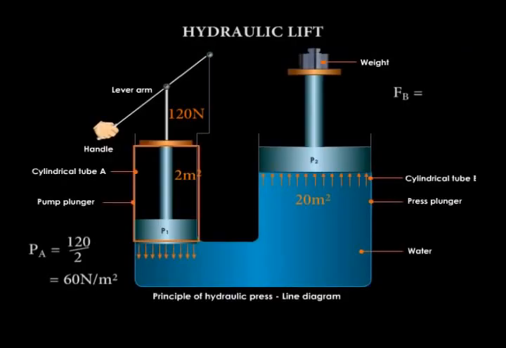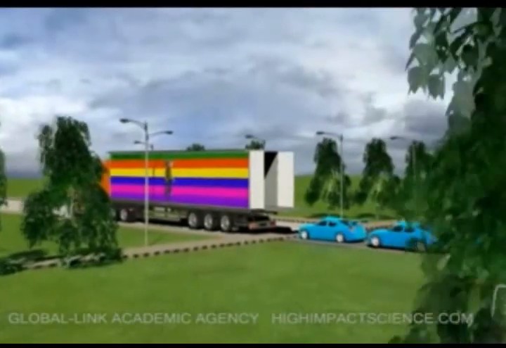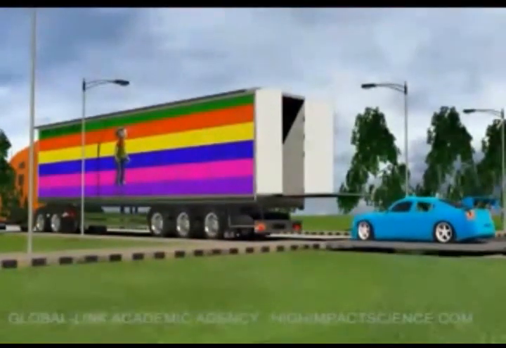How much force will it generate there? Force is given by pressure times area, 60 times 20. 20 is the area of the larger cylinder. It gives us a force of 1,200 newtons. So a force of 120 is multiplied 10 times to give us 1,200 newtons. This force multiplication allows for massive weights to be lifted with application of a small force.